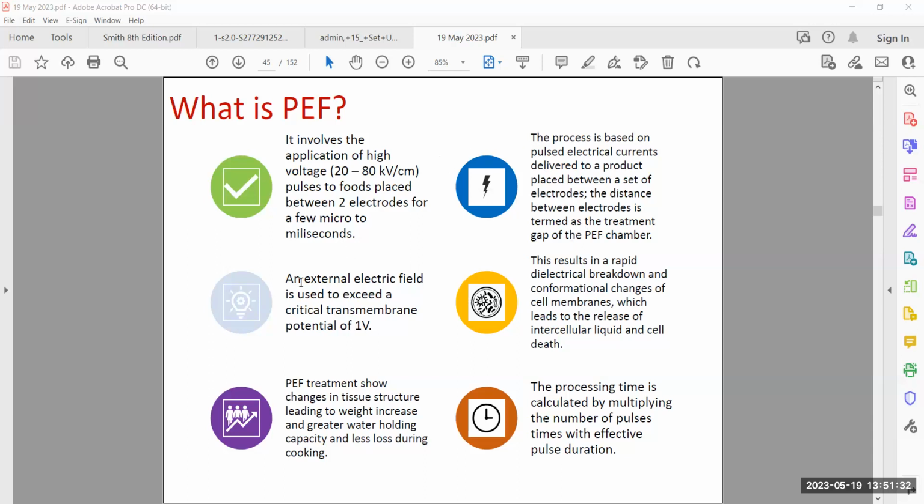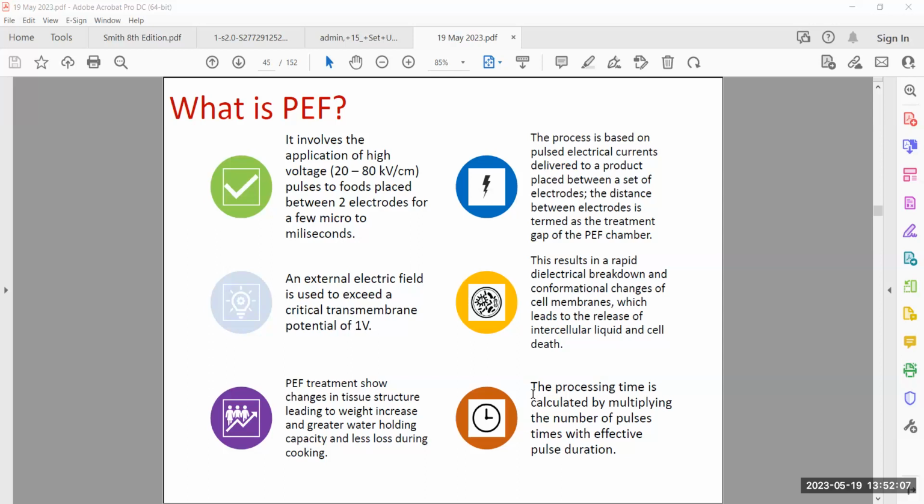Basically, you would have an external electric field that is used to exceed a critical transmembrane potential of 1 volt. This results in a rapid dielectric breakdown and conformational changes in the cell membrane, which leads to release of intracellular liquid and cell death. PEF also shows changes in tissue structure, leading to weight increase and greater water holding capacity and less loss during cooking. This was shown in research using potato chips, or French fries.